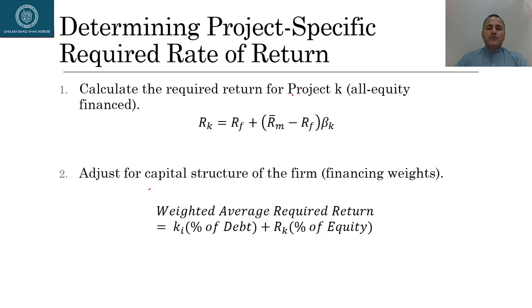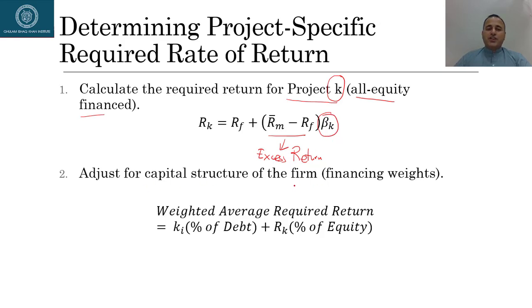So we make a small adjustment in CAPM, and then we can calculate the required return for project K. Suppose the project is labeled as K. It's a particular project, for example, a food business or anything else. The assumption, again, is that it's all equity financed. So RK equals RF, which is the risk-free return, plus the excess return over the market, multiplied by beta.